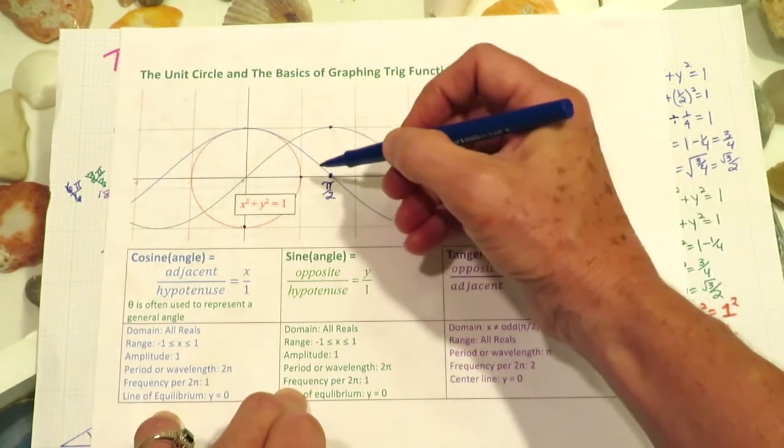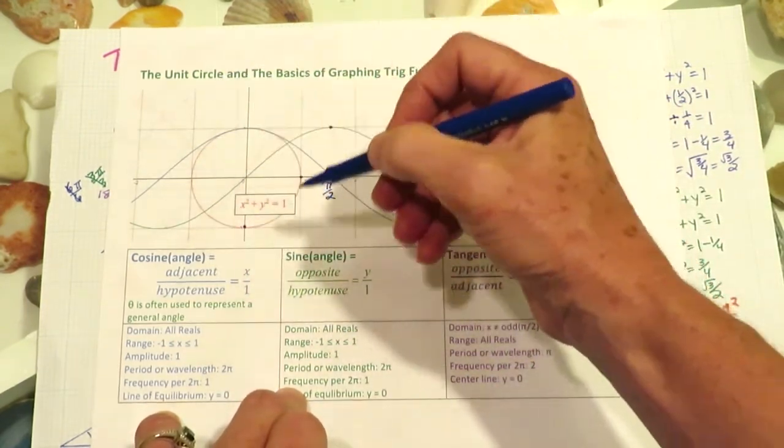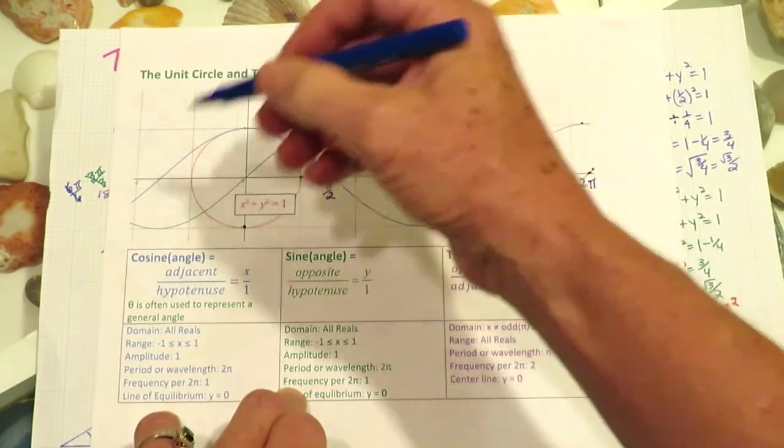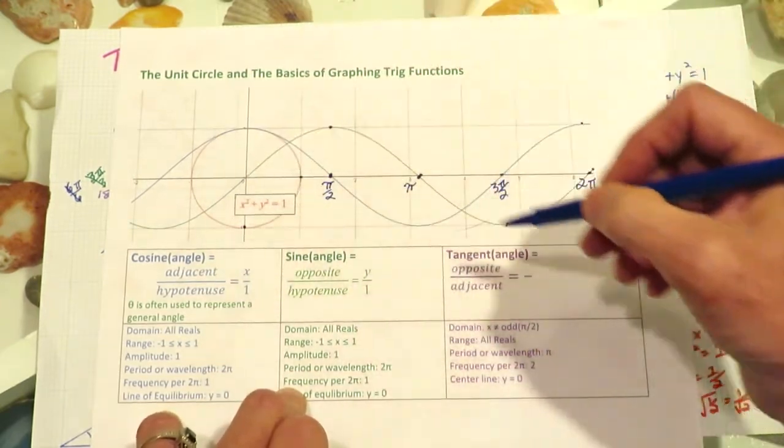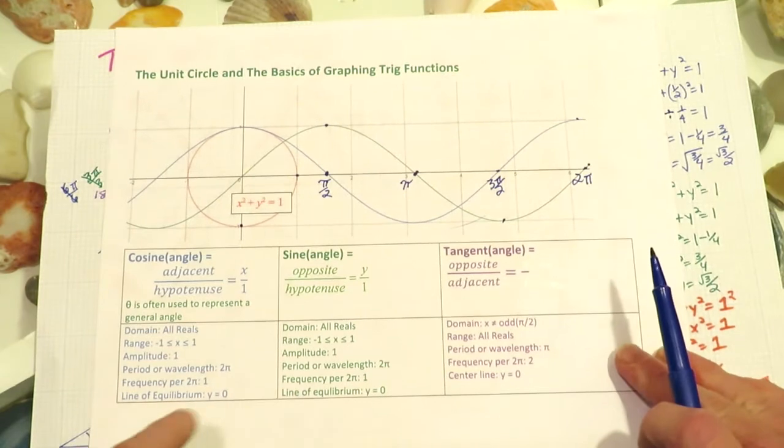And again, if I keep going around the circle, I'll keep hitting all those same points at the same pace, and I'll just repeat that wave over and over again.